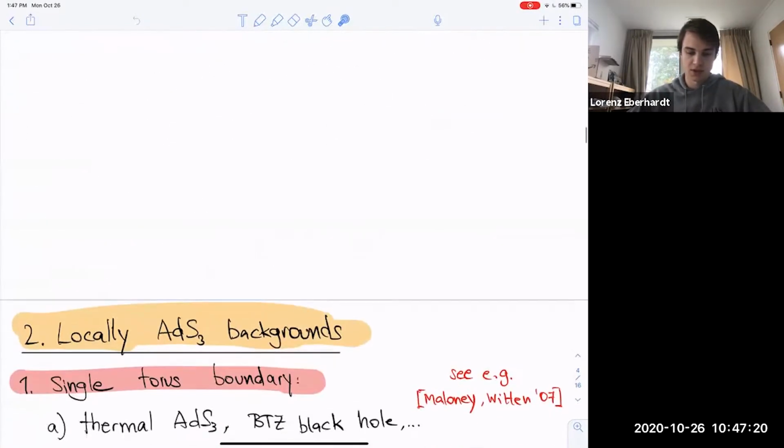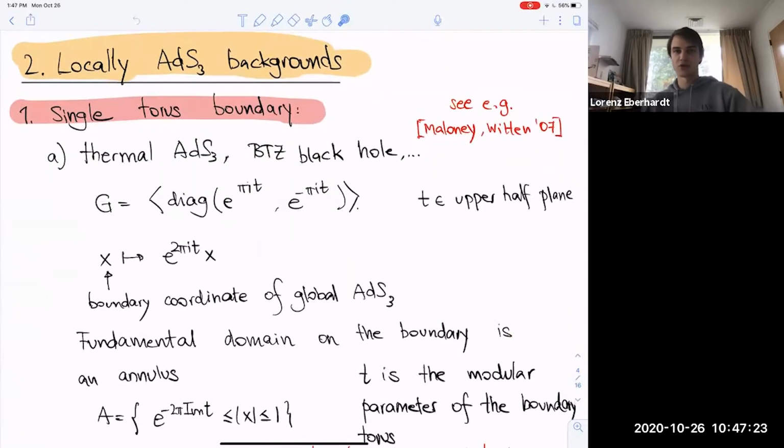Good. So then let's give a quick review of how these locally AdS3, or Euclidean AdS3, backgrounds work. This is basically copied from the paper by Maldacena and Witten, where they explain it very nicely. So the main backgrounds I want to look at are ones that have a single torus boundary, just for computational simplicity. If there's a higher genus boundary or something, it becomes very complicated. Okay, and so there we know some familiar ones, like thermal AdS3, the BTZ black hole, and so on.